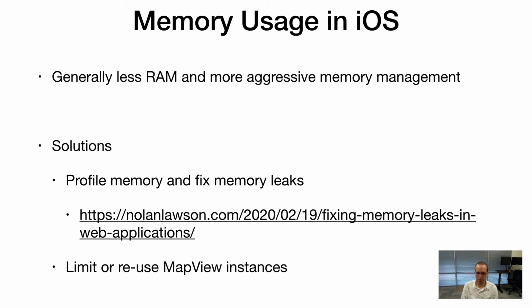The second thing you can do is limit or reuse map view instances. So map views in 4x display a 2D map. And so the fewer of those you have, technically, the less memory usage would take place. So that's one thing to keep in mind.